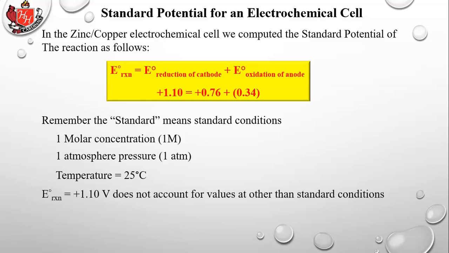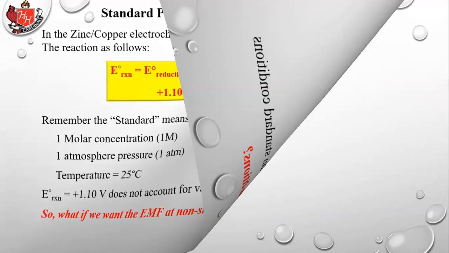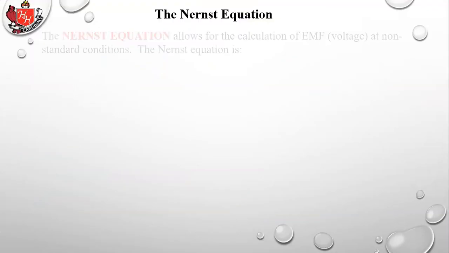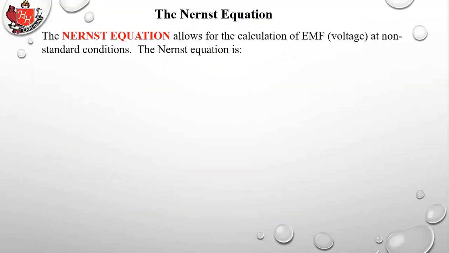Okay, so the answer that we've gotten in those last few slides, the 1.10, does not account for values other than standard conditions. In other words, what if you don't want standard conditions? What if you don't want both of the solutions to be 1 molar concentration? So what if we want the EMF at non-standard conditions, meaning not those up above? So this is something called the Nernst equation. The Nernst equation allows for the calculation of voltage at non-standard conditions.